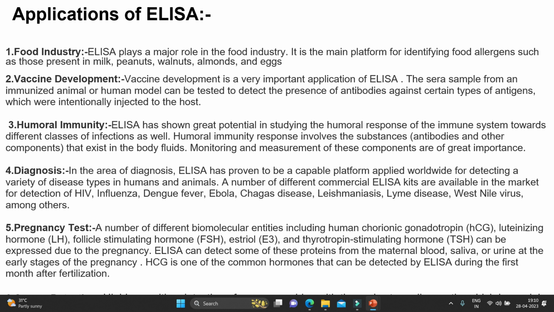It also plays a very important role in the identification of vaccines and diagnosis. And ELISA plays a major role in the diagnosis of dengue fever, HIV, influenza fever, and other diseases. And it even plays a very important role in the pregnancy test also.